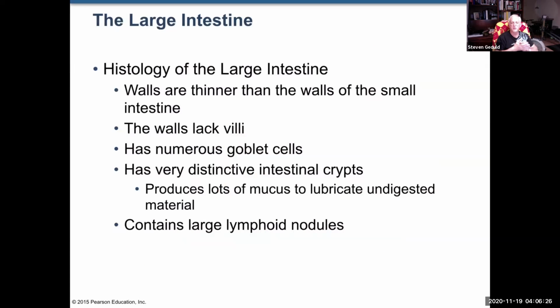The histology of the large intestine: the walls are thinner than the walls of the small intestine. The walls lack villi. They don't need that extra surface area like the small intestine. Most of your nutrients and everything else is absorbed in the jejunum of the small intestine. The large intestine is going to absorb your water to keep from dehydrating.